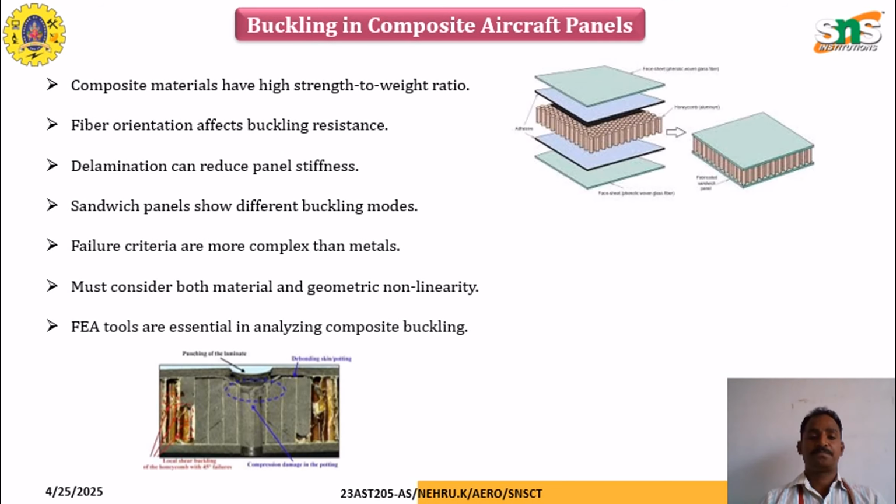Now coming to buckling in composite aircraft panels: most aircraft nowadays use more than 50% composite material in structural components, which has a high strength-to-weight ratio. It is made of oriented fibers, which affect the buckling resistance. Delamination can reduce the stiffened panel stiffness, and sandwich panels show different buckling modes. Due to this, the failure criteria are more complex than for metals, so much consideration is needed, both material and geometric nonlinearity. FEA tools are essential to analyze the composite buckling of aircraft panels.